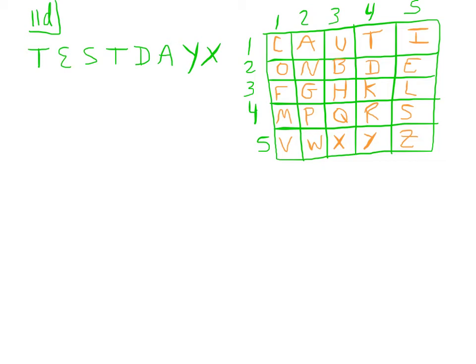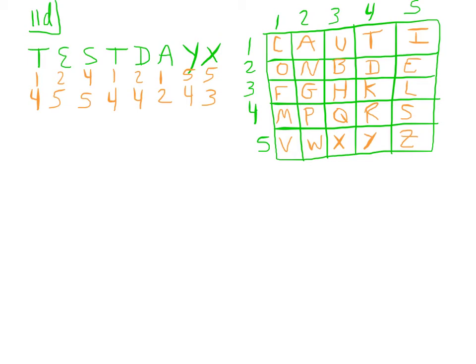Alright, so now I look up each letter of my message in the Polybius square and write down the row and column in which I find it. So the letter T is in row 1, column 4. And the letter E is in row 2, column 5. And I just do this for each letter. S is 4, 5. T is 1, 4. D is 2, 4. A is 1, 2. Y is 5, 4. And X is 5, 3.